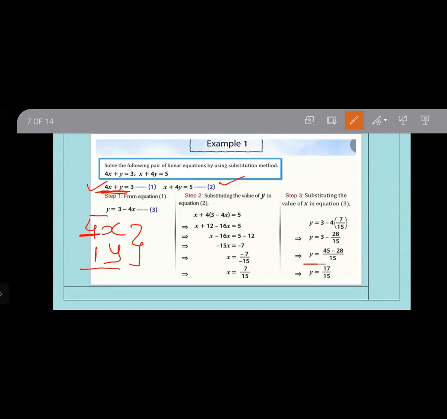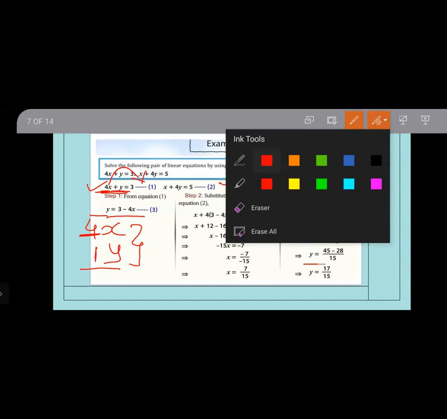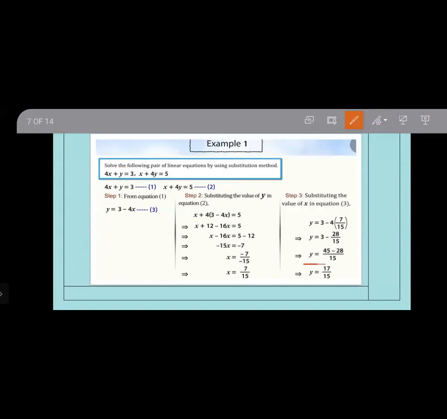So y equals, after the equal sign what is there? 3. And this plus 4x, when it goes to this side, it becomes minus 4x. So y equals 3 minus 4x. Now this is for equation 1.